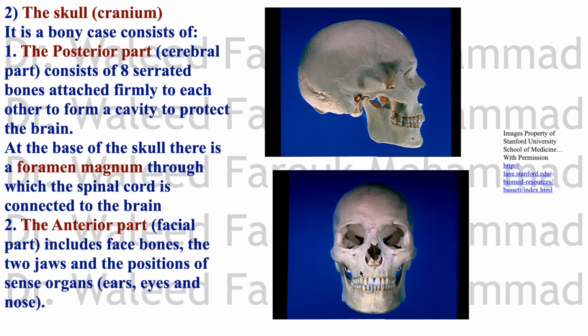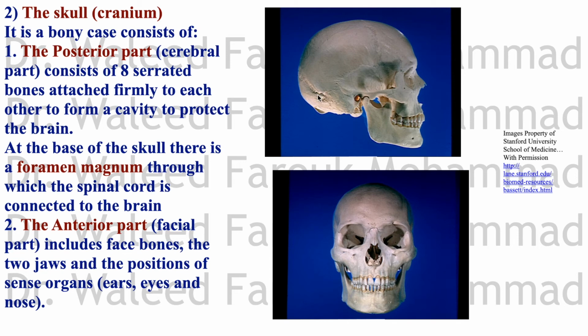The facial part includes face bones, the 2 jaws, the upper and lower jaws. This is the upper jaw. This is the lower jaw. And the positions of the sense organs, like the eyes, like the ears, and the nose. Eyes, ears, nose. So remember, the skull has an anterior facial part and a posterior cerebral part.